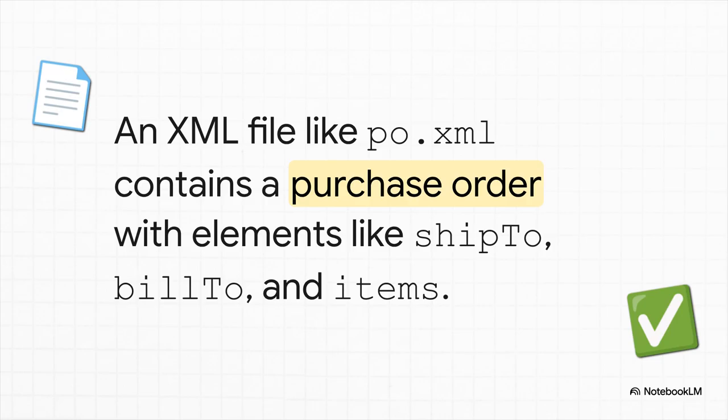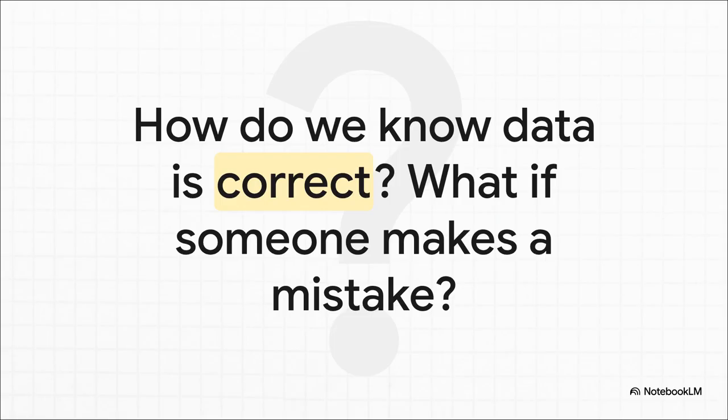So, check this out. On the screen, we've got a pretty standard purchase order, all written in XML. You can see all the parts, a ship-to address, a bill-to address, a list of items. It all looks perfectly neat, organized, totally readable. On the surface, this data looks great, but is it really? And that's really the million-dollar question, isn't it?